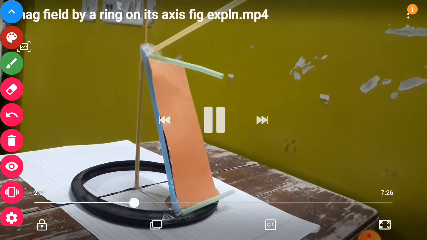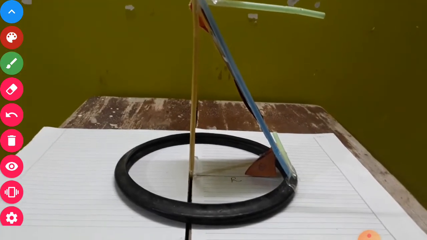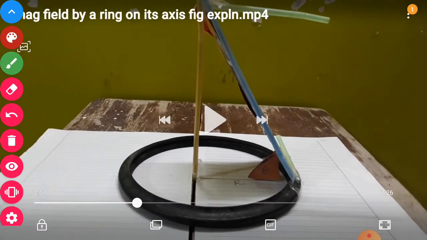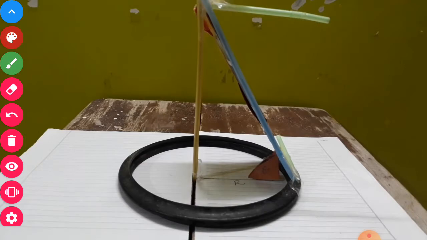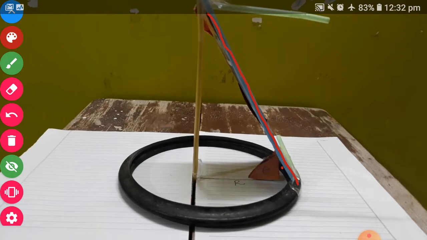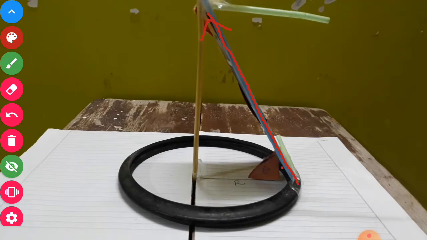So it has been shown here. Now see, you come to this side where we were earlier. Here you can see that this vector r, which is the position vector of this point P, is making an angle here. This angle is theta.